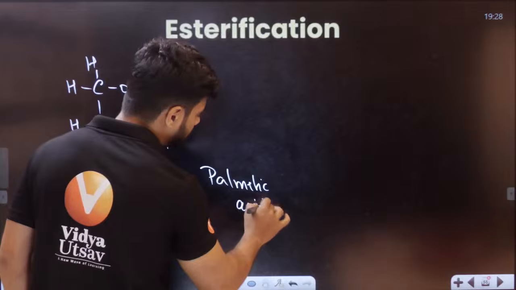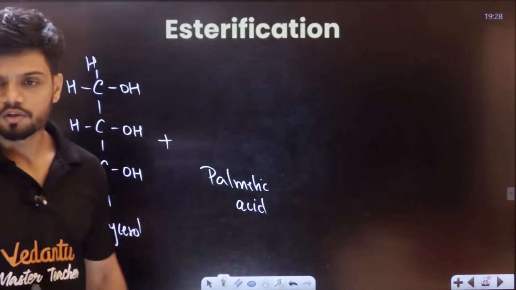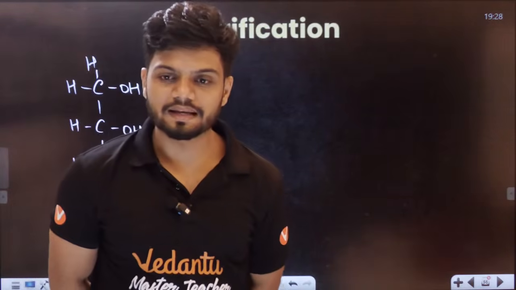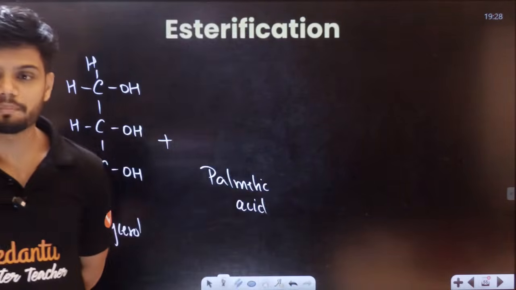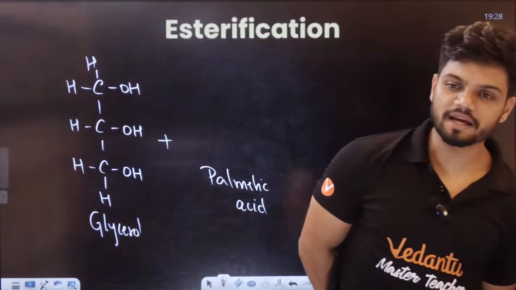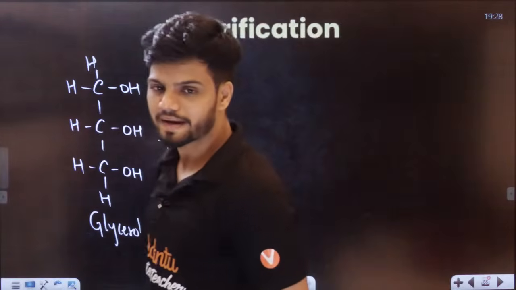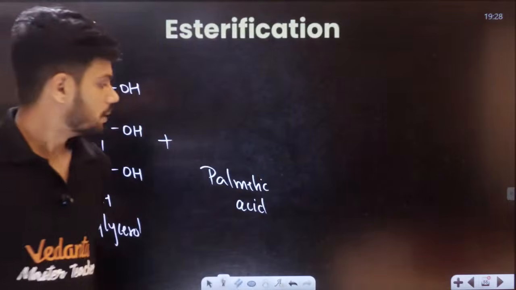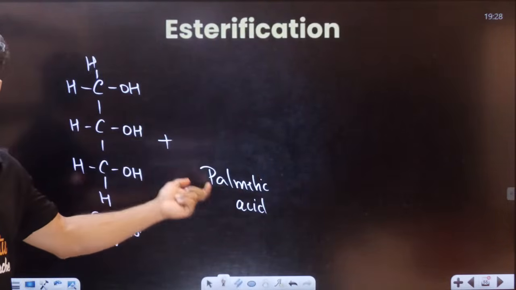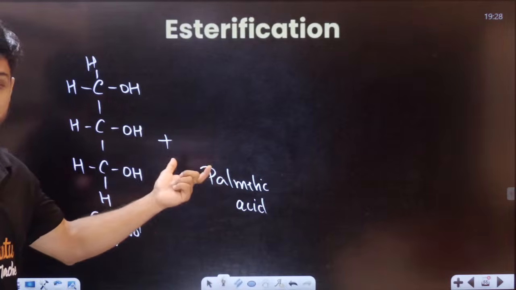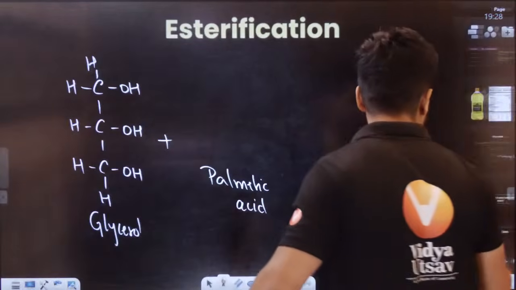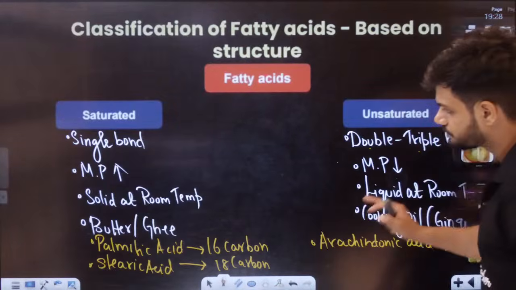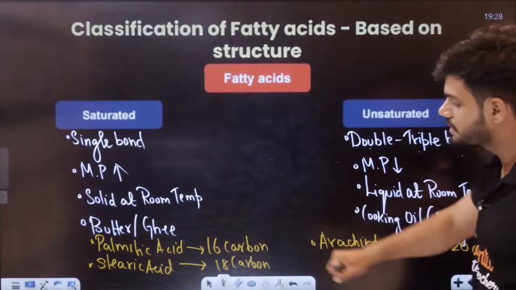Students, palmitic acid is how many carbons? Anyone? 20, 15, 16, 12, 5, 8, 9. All of you, palmitic acid is how many carbons? Palmitic acid is 16 carbons, students. We learned that here, right? Palmitic acid is 16 carbons.